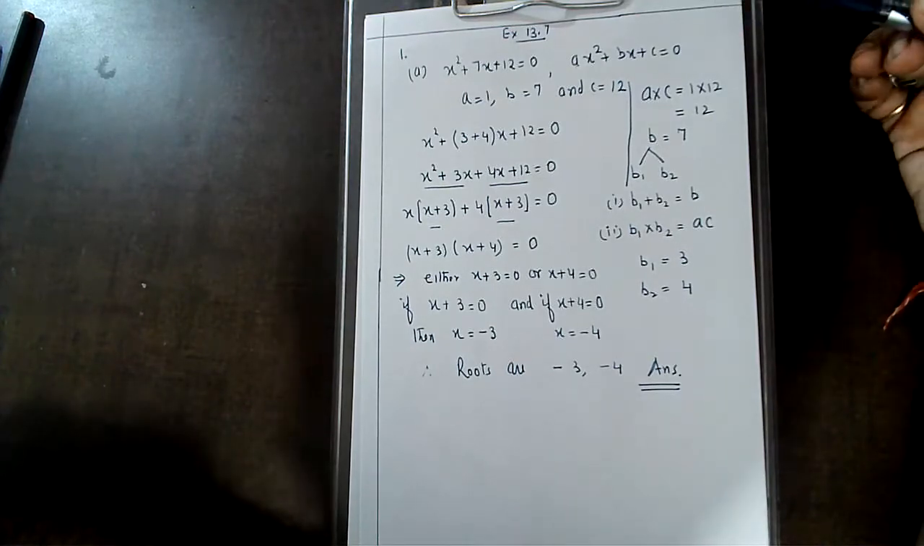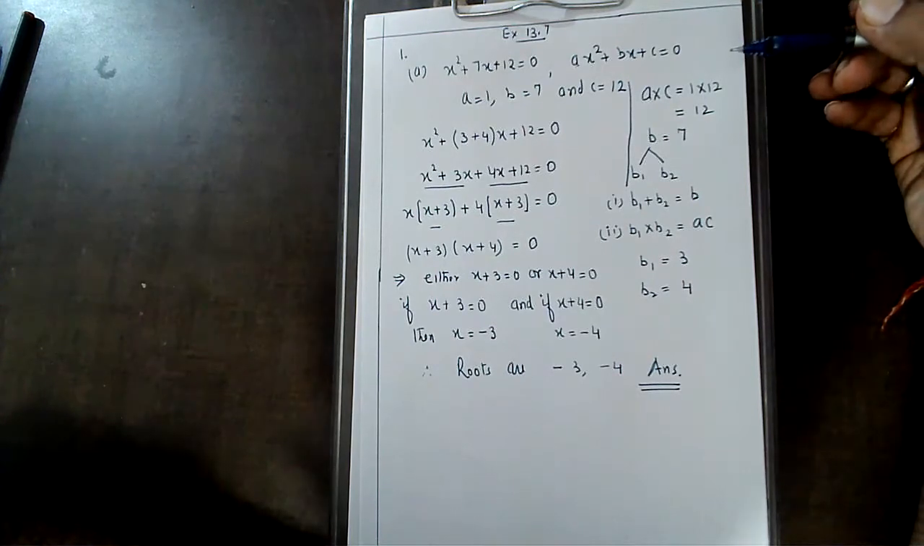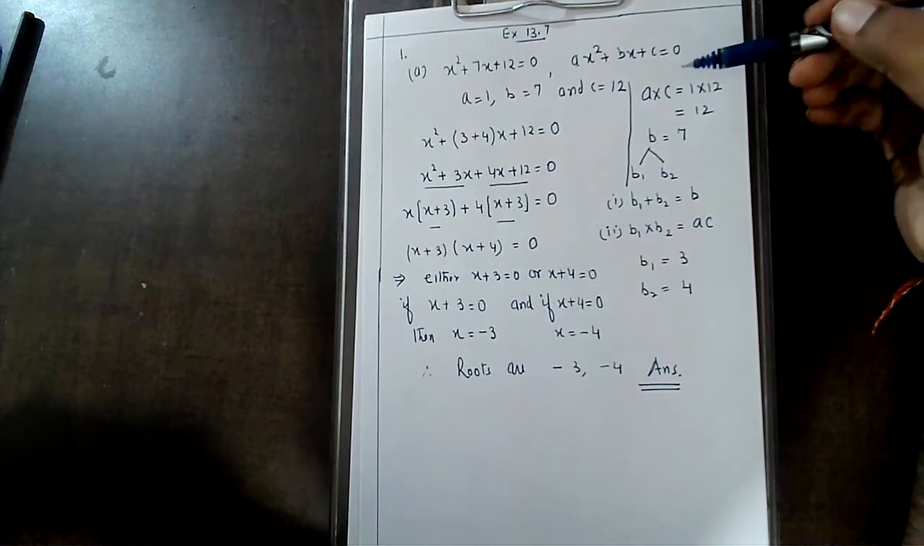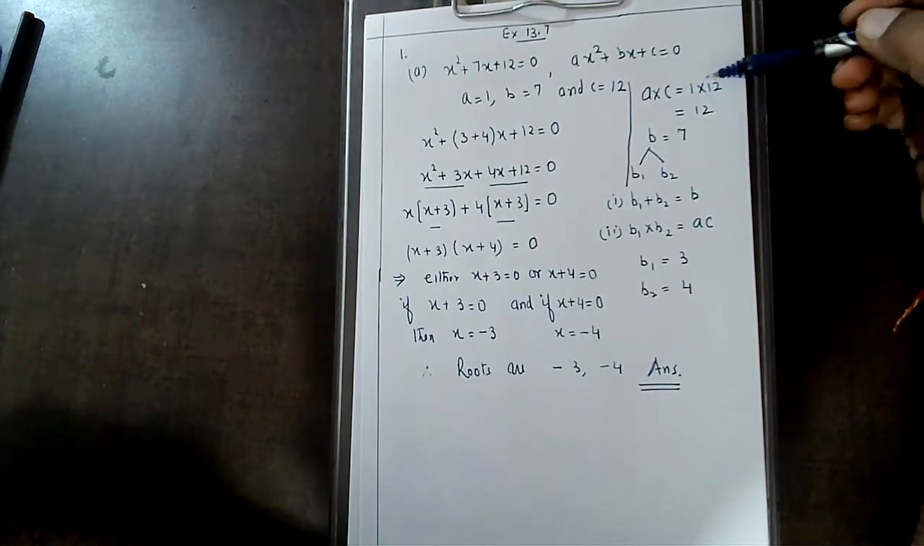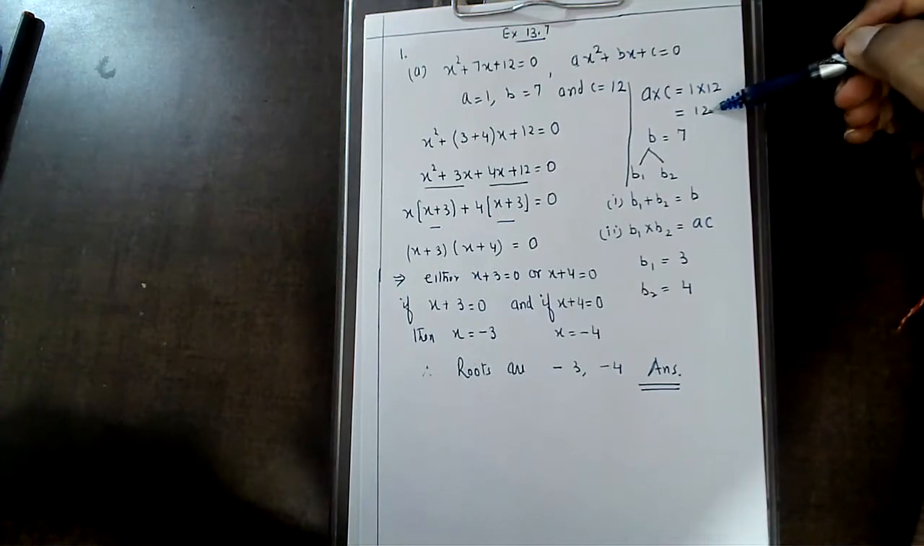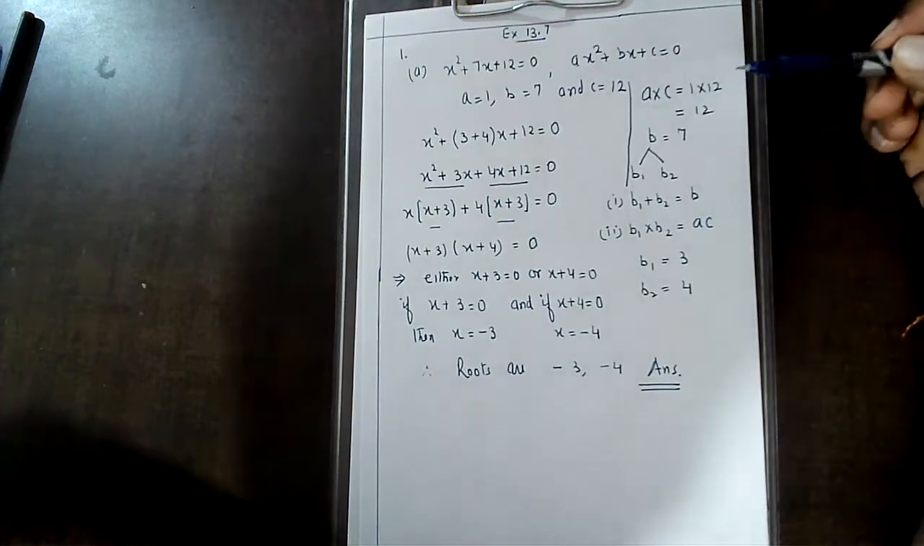Now, I have given you a very simple way how to factorize. Find the product of a and c, that is AC. 1 into 12 is 12. Write down b, which is 7, here.